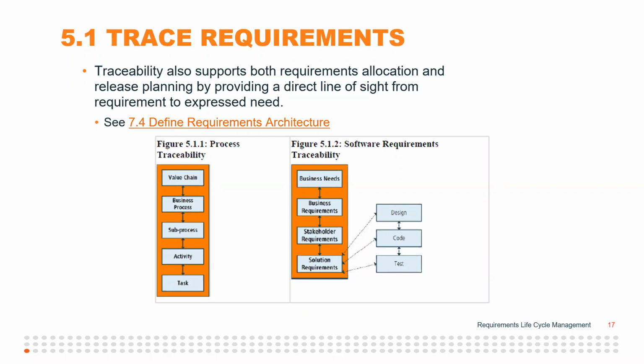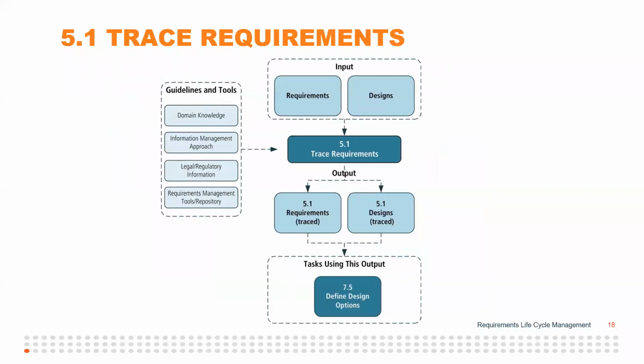You want to go to section 7.4 and take a look at that. And here's also Figure 1.1, process traceability. As you can see, there's software requirements traceability with business needs, business requirements, stakeholder requirements, solution requirements, and then the design, code, and test. All right, I'm going to move on here.